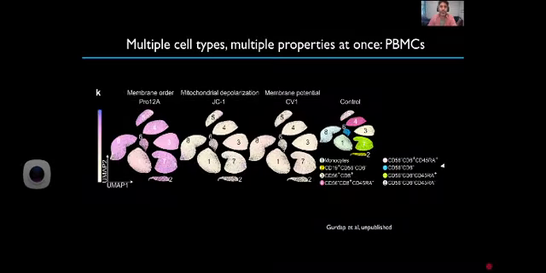So we measure membrane fluidity, mitochondrial polarization, which tells us about the metabolic state, and membrane potential, which tells a bit about the charge. So now each dot you see in this UMAP dimensionality reduction is a cell, and each cloud is a cell type. This is millions of cells, of course. In the next slide, you will see what we learned.